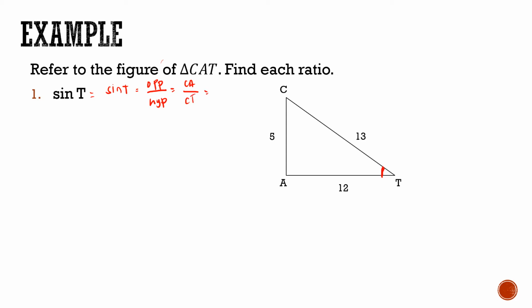So substitute the value, we have 5 over 13. Therefore, sine T is equal to 5 over 13.